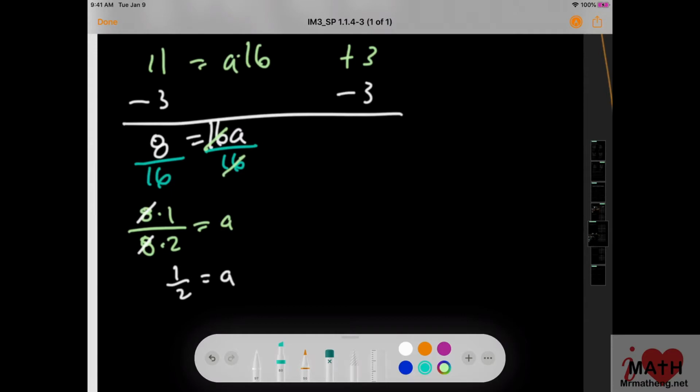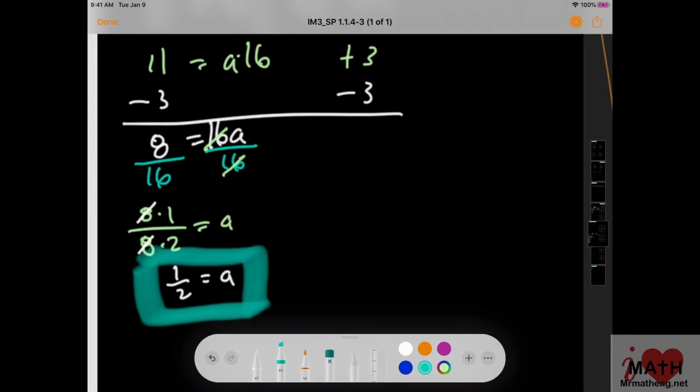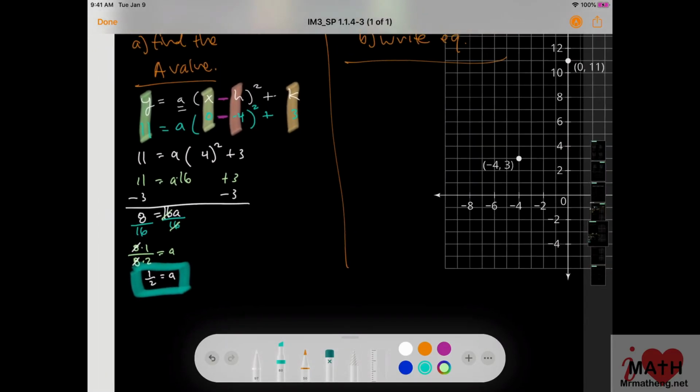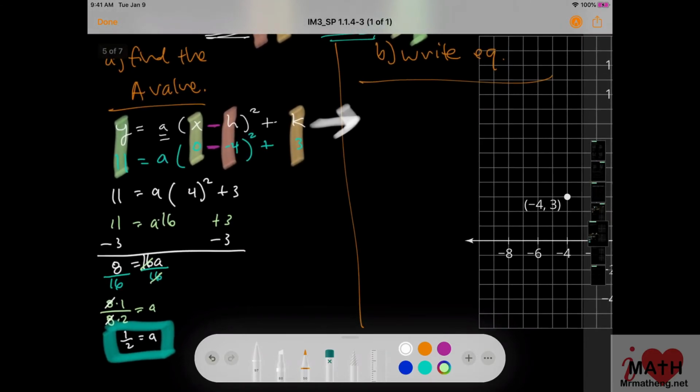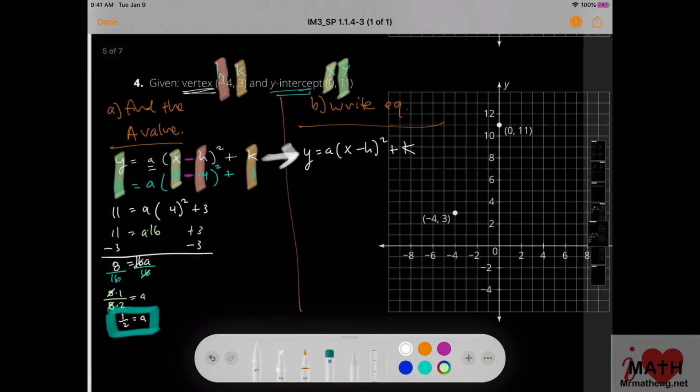Let's highlight that in some obnoxious color here. We just found the a value. Now let's write an equation. Just do the same thing you did over here. I'm going to write y equals a times (x minus h) squared plus k. I'm going to use the same color coding. I need an equation, so I'm going to write above it. We don't need an x, and we don't need the y, so we're not going to need this ordered pair.